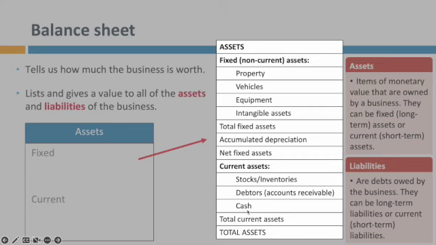And the third one that we list is cash. Then we have the total current assets as the sum of all the current assets listed here. And the last sum is the total assets. The reason why I put it in bold is to show that it's a sum of two sums. It's the sum of net fixed assets plus total current assets.